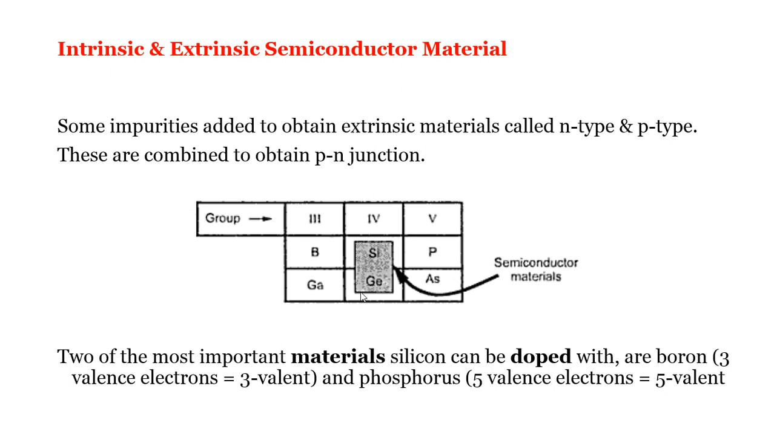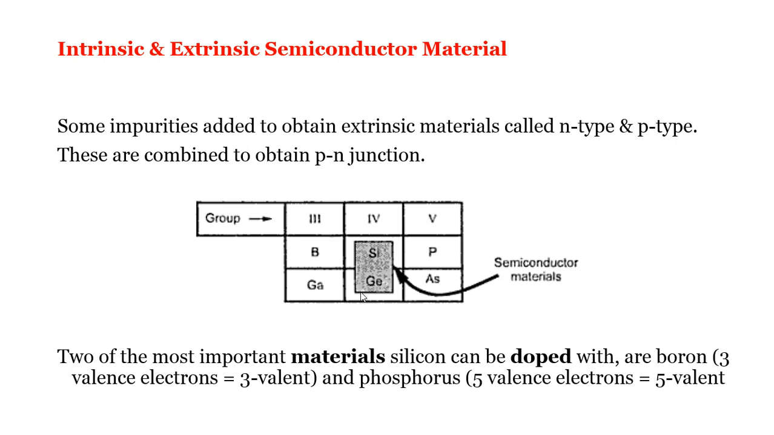Suppose we want to make an extrinsic semiconductor, we have to go through a process which is called doping. Doping is nothing but adding impurities to the intrinsic semiconductor materials to obtain extrinsic semiconductor materials. The extrinsic semiconductor materials are N-type and P-type materials. These are formed based on the doping.